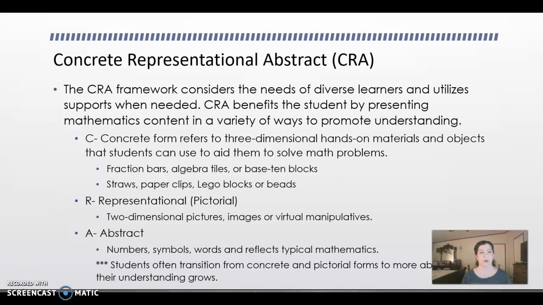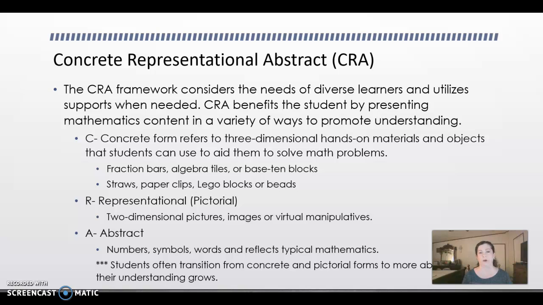Okay, so first I'll start with the concrete representational abstract, CRA. The CRA framework considers the needs of diverse learners and utilizes supports when needed. CRA benefits the students by presenting mathematics content in a variety of ways to promote understanding. And this is the breakdown of that.